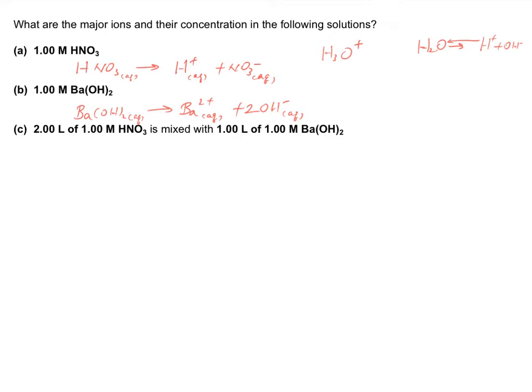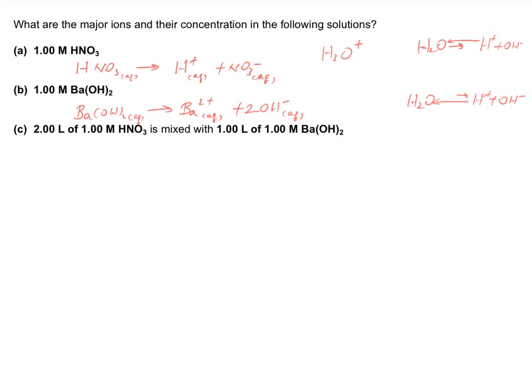Remember that we also have a lot of water in this solution, and water dissociates very lightly to H plus and OH minus because it is a weak electrolyte. Therefore, the major ions we have are beryllium 2 plus and hydroxide minus, and we also have a very tiny bit of the proton H plus, and H plus is not a major ion.